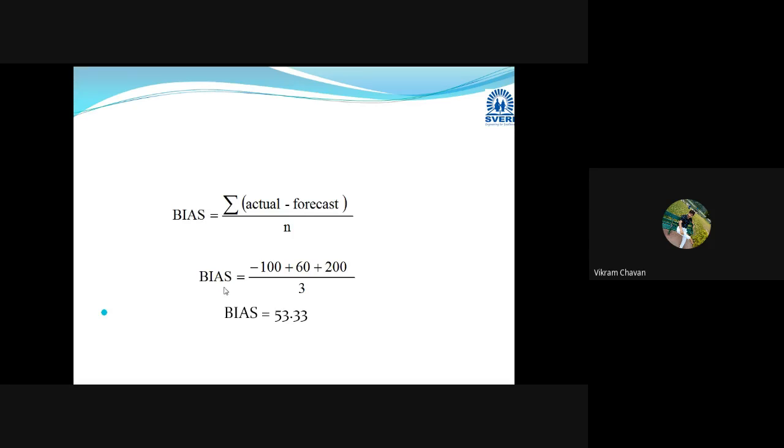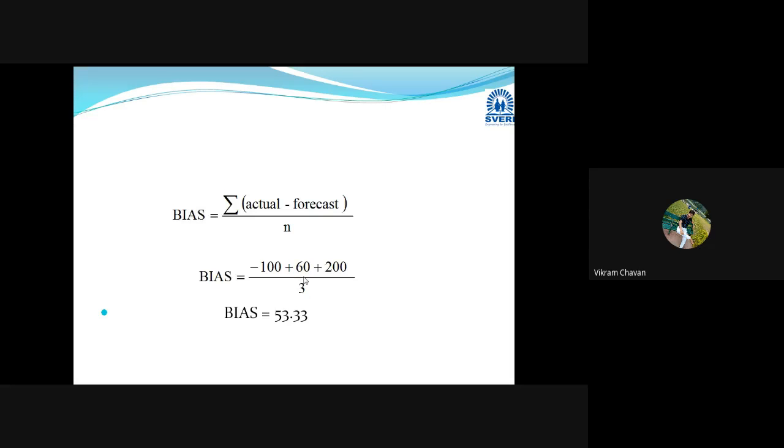Okay. So in case of a bias, we have to consider the signs of errors also. So our errors are minus 100, 60 and 200. So bias is equal to the summation of all such errors, minus 100 plus 60 plus 200, whole divided by 3. The number of errors is 3, or for 3 periods we are calculating the error. So for that purpose n is equal to 3.